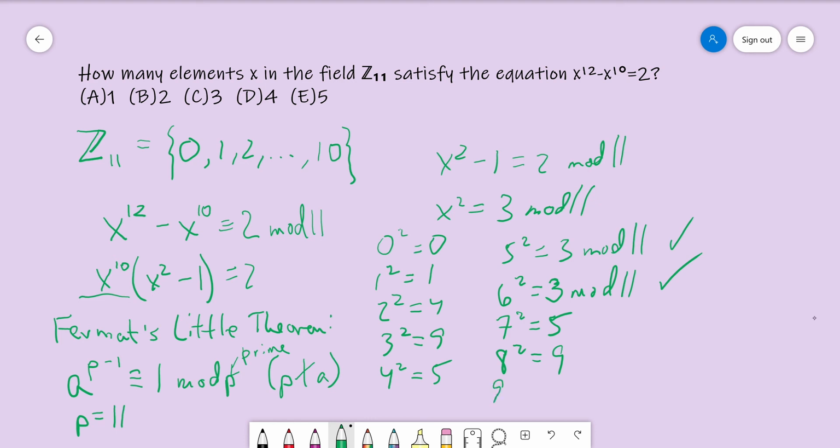And 9 squared is 81, which is like 77 plus 4. That's going to be 4. And 10 squared is 100, which is the same as 1, because 99 plus 1 makes 100. So there's only 2 numbers that satisfy this equation, so our answer is B, 2.